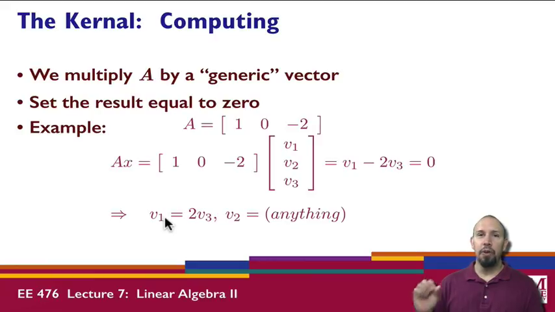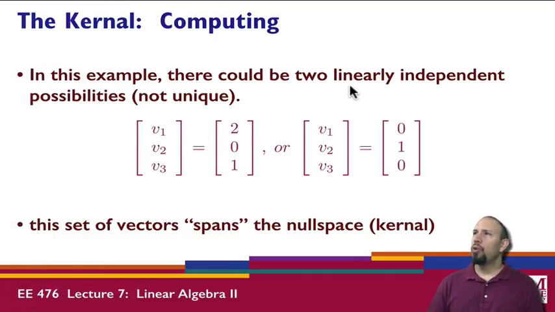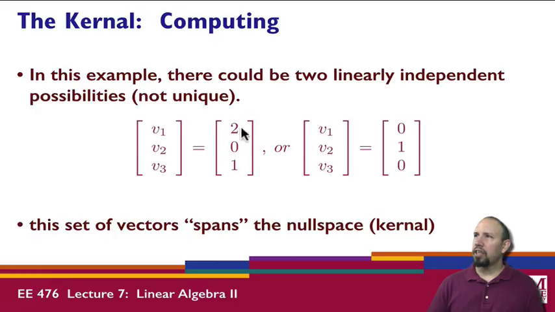And it turns out that if you have any non-zero vector in the null space, then you actually have an infinite number of vectors in the null space. You can actually go through and show that. For this particular problem, there are 2 linearly independent possibilities. For example, I could choose v2 to be 0, and then I choose v3 to be 1, and as a result, v1 is going to be 2. So that's this vector.